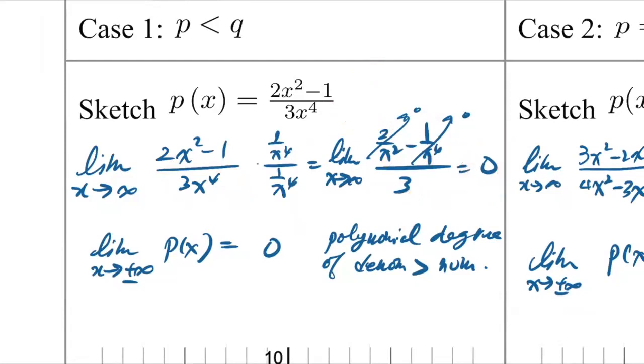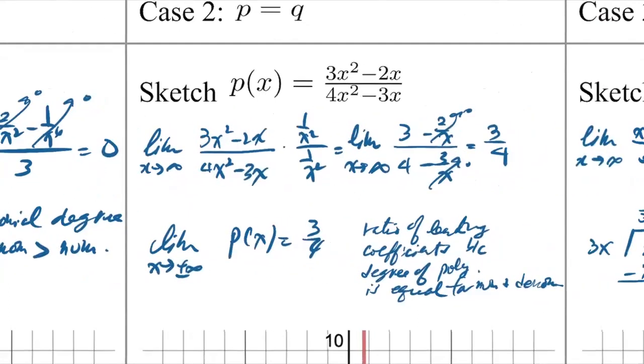Or simply, if you don't want to show this work, and at this point you have the freedom to write it this way, you could say that whether it goes to positive or negative, the limit goes to 0 because the polynomial degree of the denominator is greater than the numerator. You could say that. It is now acceptable.